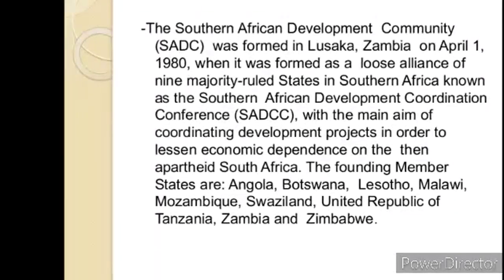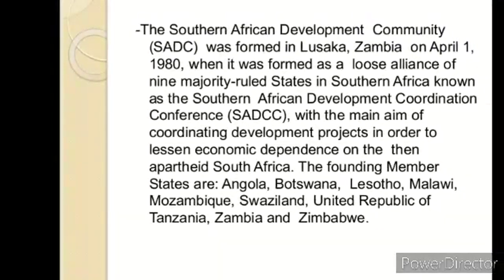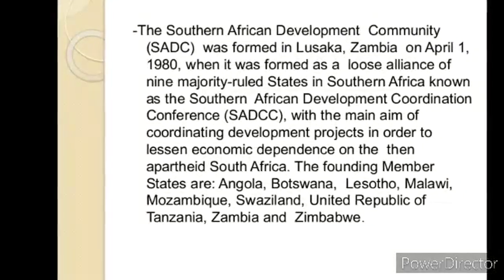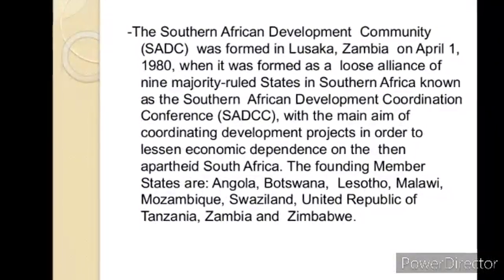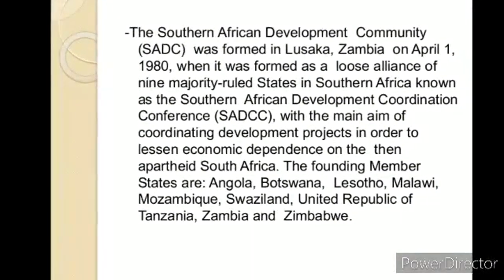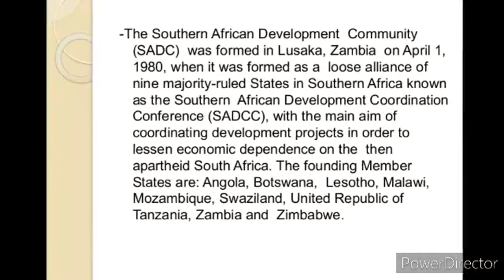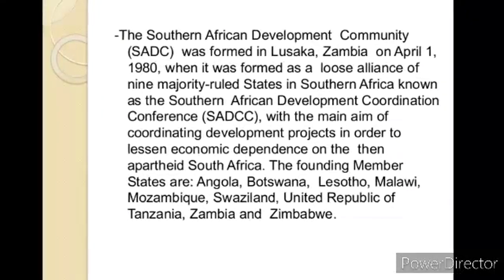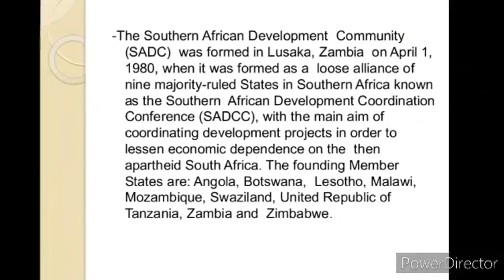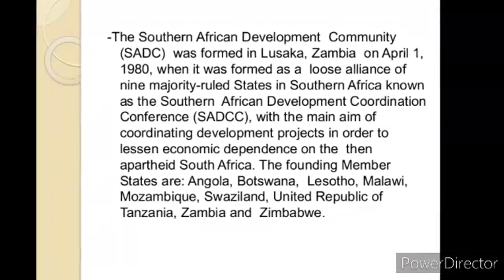formed as a loose alliance of 9 majority-ruled states in Southern Africa, known as the Southern African Development Coordination Conference, with the main aim of coordinating development projects in order to lessen economic dependence on the then apartheid South Africa. The founding member states are Angola, Botswana, Lesotho, Malawi, Mozambique, Swaziland, United Republic of Tanzania, Zambia, and Zimbabwe.